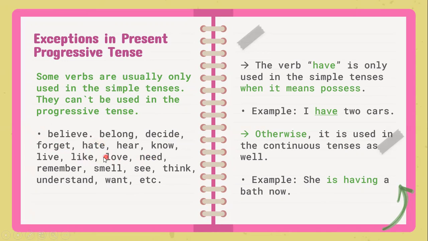Okay, I need those feelings. I can't say I'm liking it or I'm hating it or I'm loving it. I just say I hate, I love, I like. Also the sensory verbs like I hear, I see, I smell. Those also shouldn't be written in the progressive form. So I do not say I'm seeing, I just say I see this.